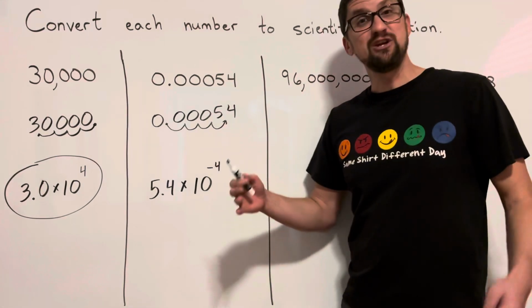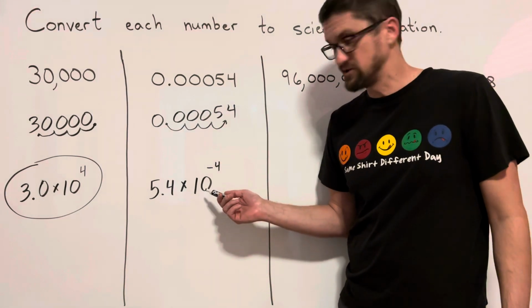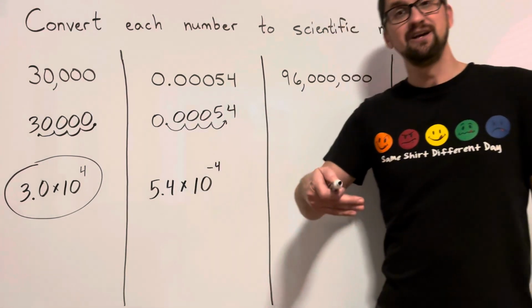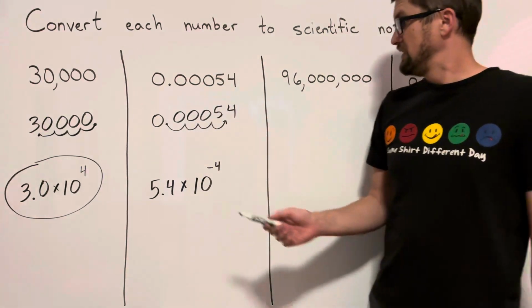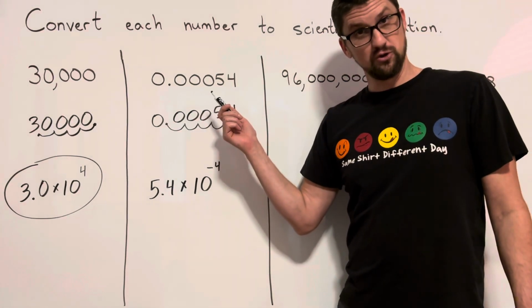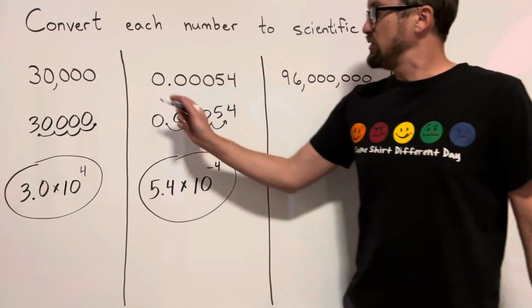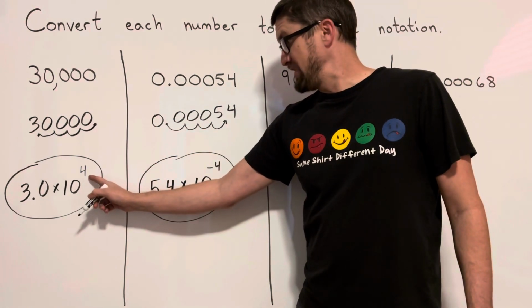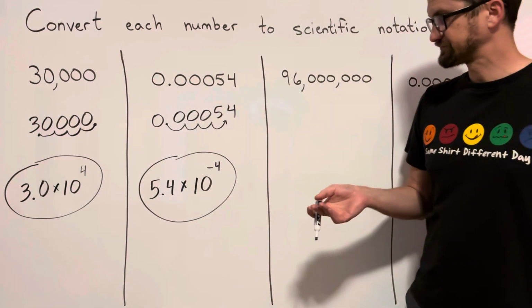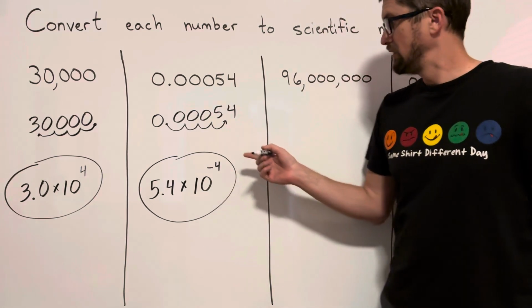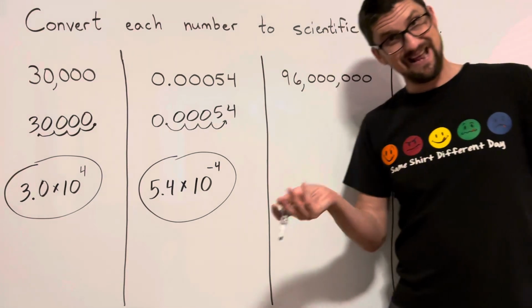That symbolizes that you're dealing with a number between 0 and 1, a tiny number. It's like dividing by a bunch of 10s. If I take 5.4, divide by 10 again, and then divide by 10, and then divide by 10 again, you'll end up with this 0.00054 number. So if you're dealing with a number bigger than 1, the exponent on the 10 is going to be positive. If you're dealing with a number between 0 and 1, the exponent on the 10 will be negative.